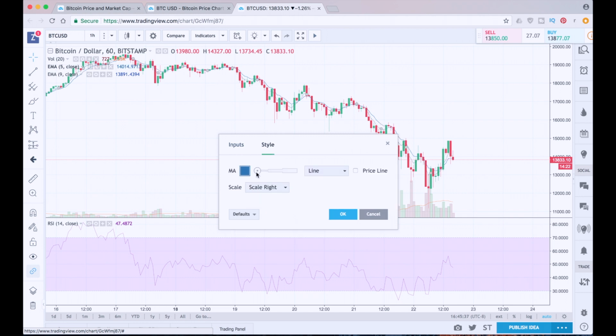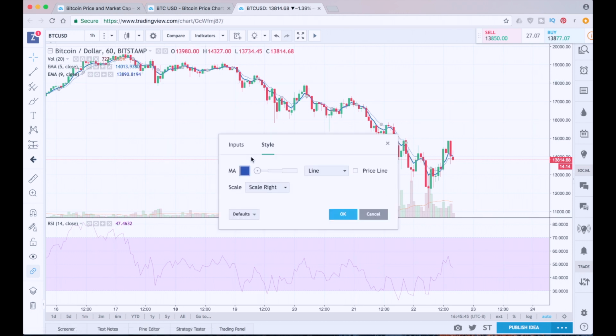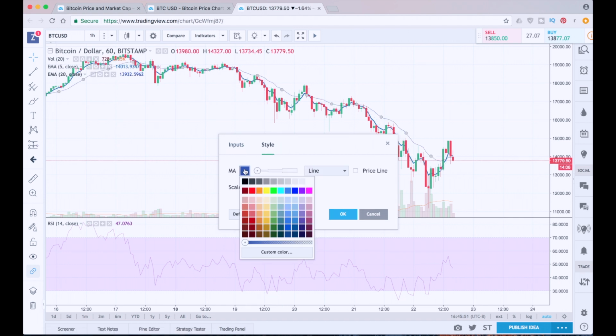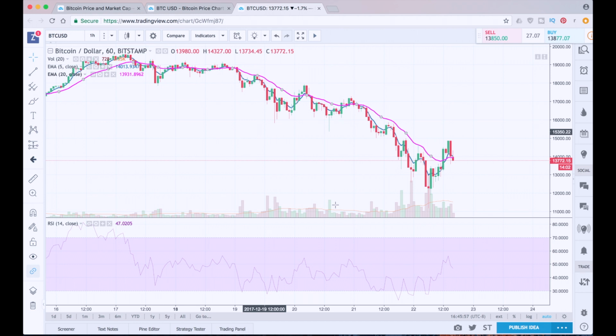Change this one to 5. Let's make it, I guess blue is fine. Let's make the line more bold. Go up to the other one. Hit the settings, input, change this one to 20. And let's obviously differentiate the color. Let's make it magenta and make the line more bold.